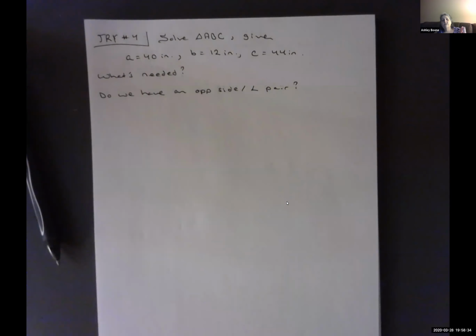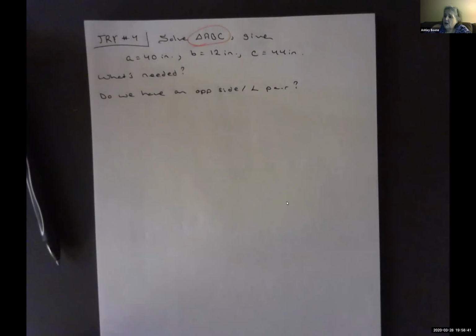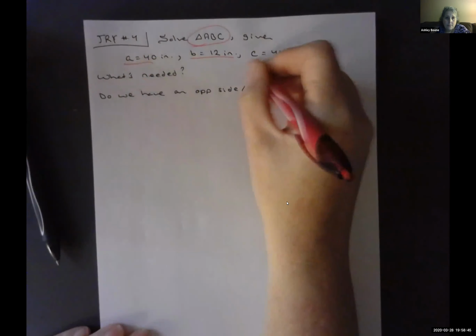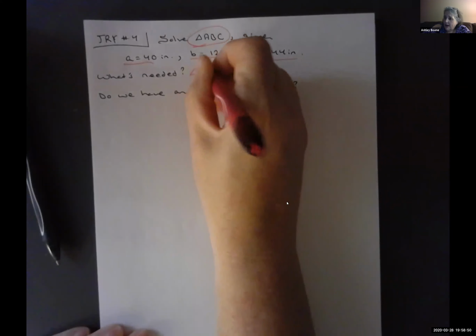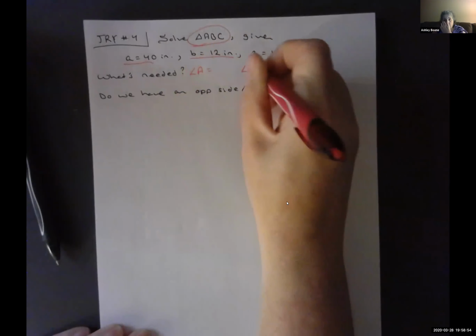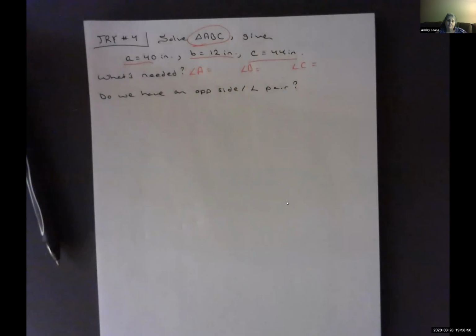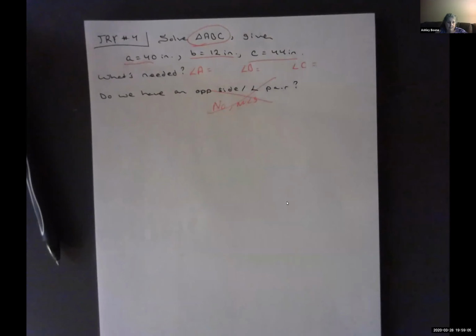We want to solve this triangle. Whenever you see solve the triangle, what are you looking for? We know we have side A and side B and side C. So that means the things that are missing are angle A, angle B, and angle C. Those are our unknowns. Those are the things that we need to find. Do we have an opposite side and angle pair? No, because we have no angles. So we can't use law of sines.